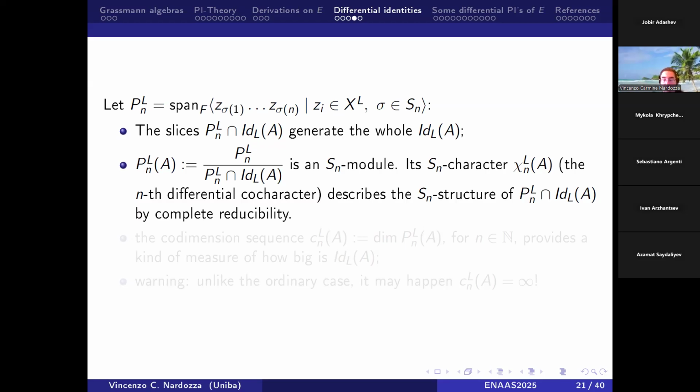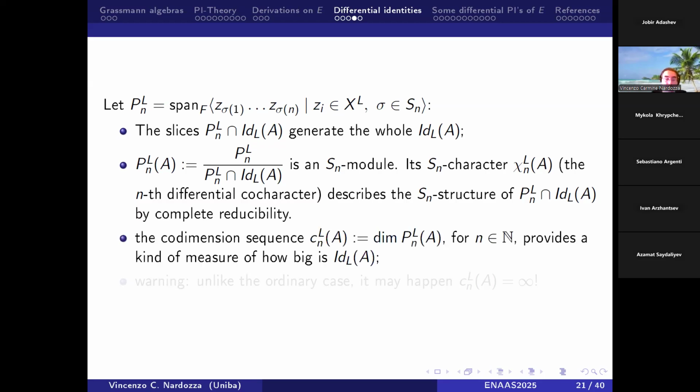describes the structure of the multilinear space inside the ideal of differential identities by complete reducibility, and the codimension sequence, which is simply the dimension of this vector space, provides a kind of measure of how big the ideal of differential identities of A is. There is a basic warning. Unlike the ordinary case, it may happen that these codimensions, the dimensions of this space, may be infinite. This does not occur in the ordinary case.